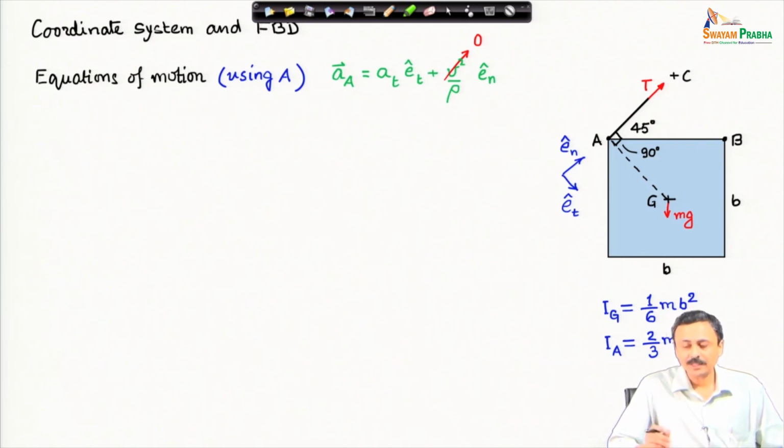At the very beginning there is no velocity, it has not started to move, the wire has just broken and we are analyzing the problem. So, it has not gained velocity, therefore velocity is 0, therefore acceleration of point A at time t equal to 0 plus is just a_t e_t cap.